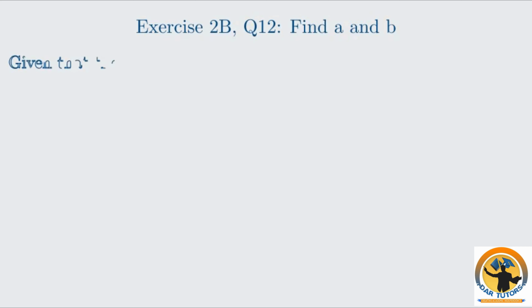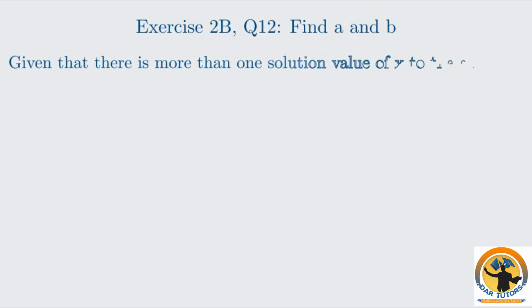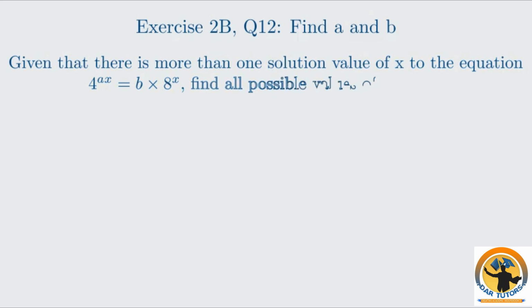Let's look at a problem that requires us to think about the properties of exponents and logarithms. This is Exercise 2b, Question 12. We are given the equation 4 to the power of ax equals b times 8 to the power of x. We are told there is more than one solution for x, and we need to find all possible values of a and b. The key here is to express everything with the same base. Both 4 and 8 can be written as powers of 2. We can rewrite 4 as 2 squared and 8 as 2 cubed.